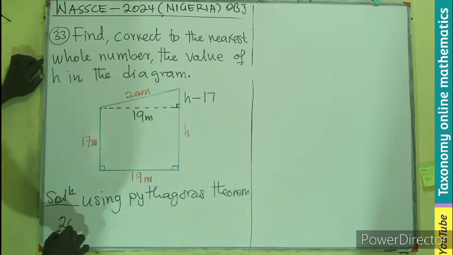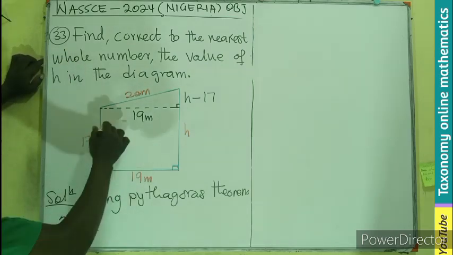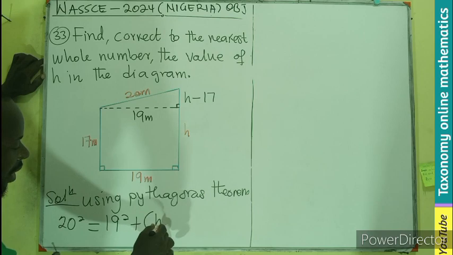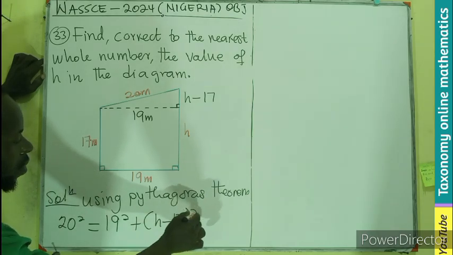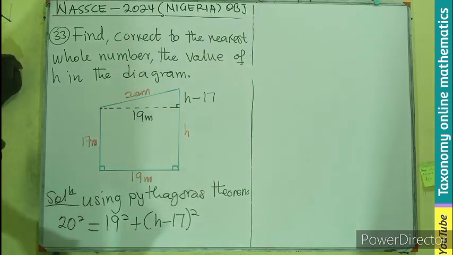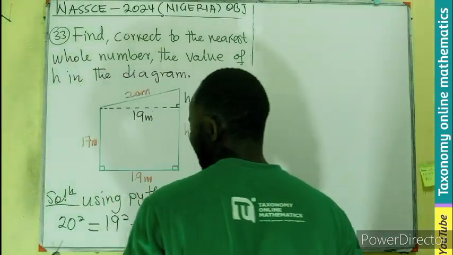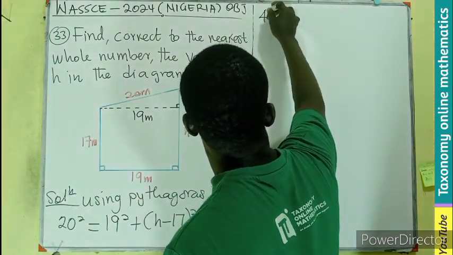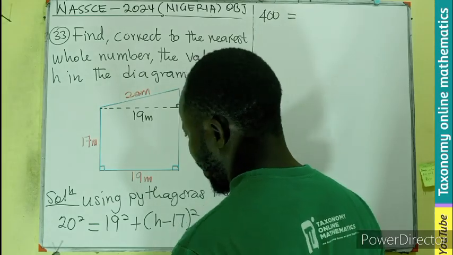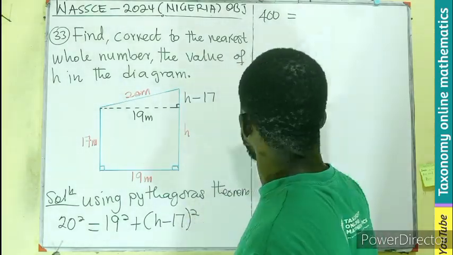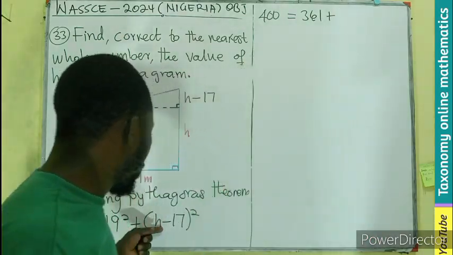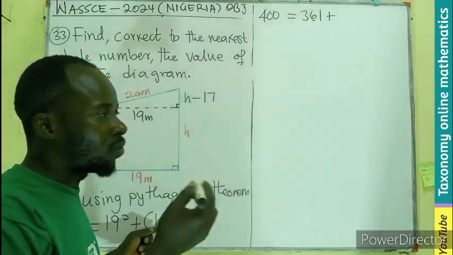So that will be 20 square equals the sum of the squares of the shorter sides, 19 square plus h minus 17 all square. So let's expand this and see what we do. 20 times 20 gives us 20 square, right? That will be 400. Then 19 square will be 19 times 19. That will be 361 plus we square the first term, that is h square.